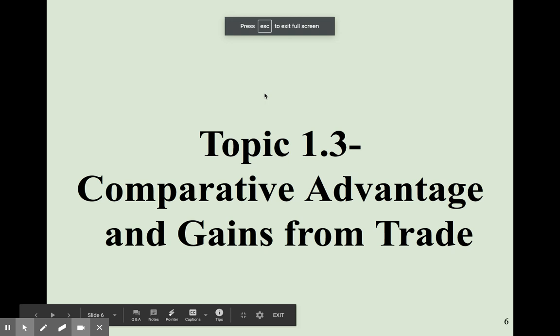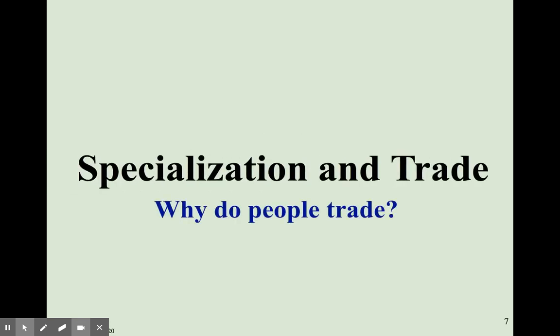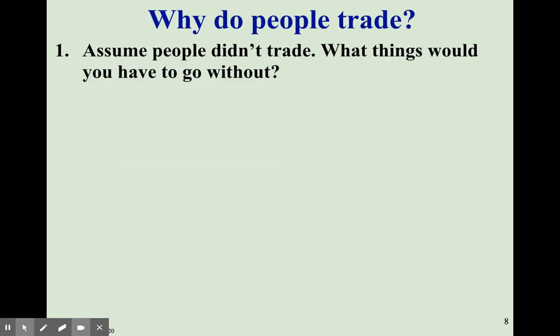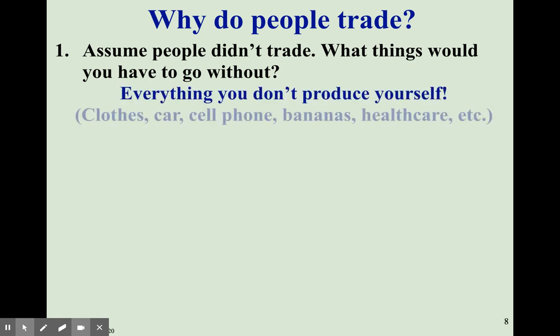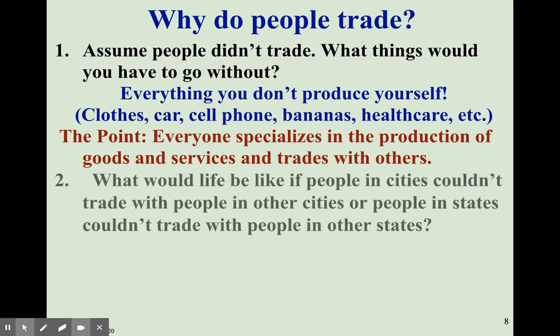Hello, AP Macro. Today we're going to talk about topic 1.3, which is comparative advantage and gains from trade. When it comes to specialization in trade, why do people trade? Well, if we assume that people didn't trade, what things would you have to go without? Anything that you don't make yourself. The point is, everyone specializes in the production of goods and services and therefore trades with others.